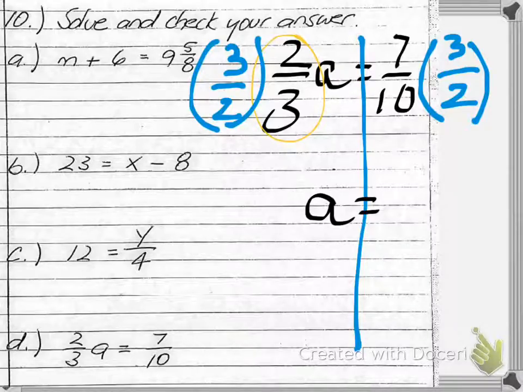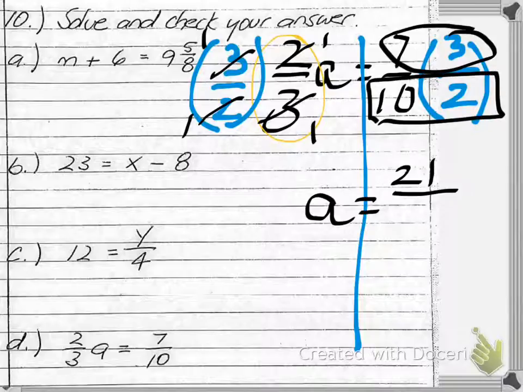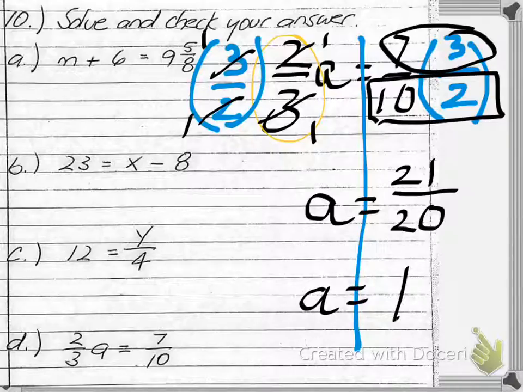Now, on the side with the a, I can cross cancel my 2's. I can cross cancel my 3's, and I get 1. So that means I'm back to just the a, which is what I want on this side, just the a. Now on this side, I'm going to multiply. Numerator times numerator, 7 times 3 is 21. Denominator times denominator, 10 times 2 is 20. It's an improper fraction, so I can write it as 1 and 1/20.